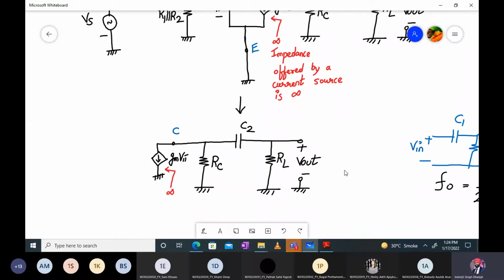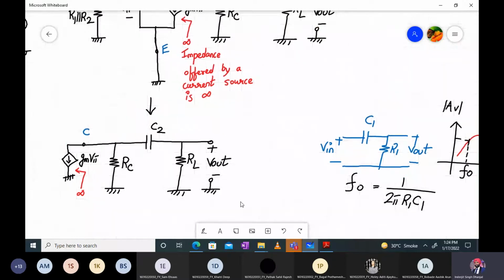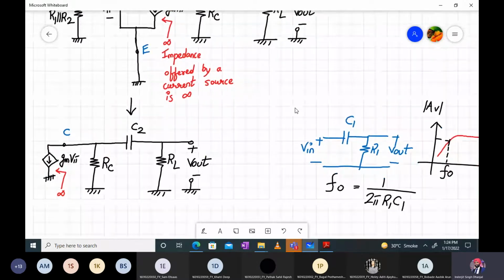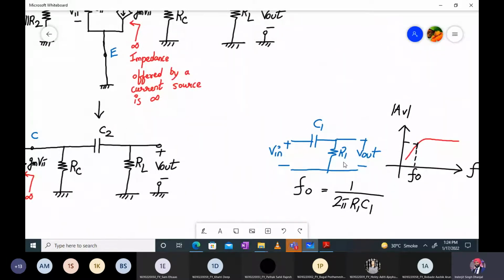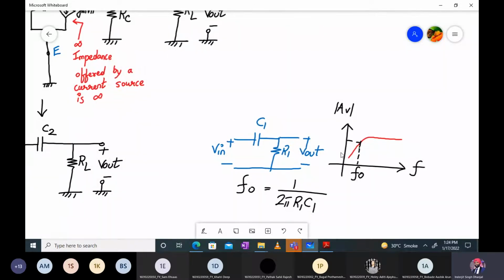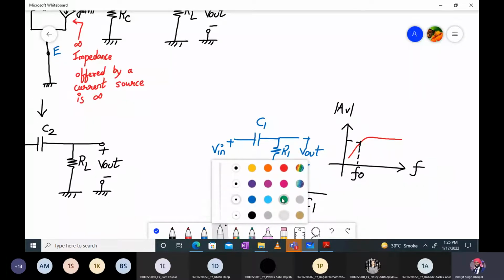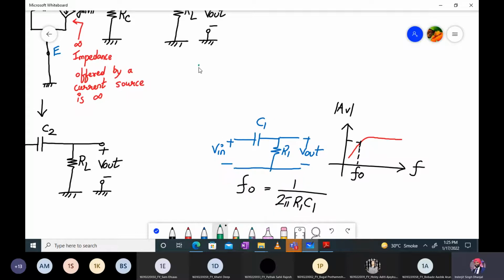Remember last time we were discussing the system wherein we have applied an input and we have a capacitance and we have a resistance over here, right? And for this type of RC network we have a lower cutoff frequency FL, where FL was given by 1 upon 2 pi R1 C1. So for this network, how will my characteristics look like? Let me show it to you. I'll use a green color to represent that. So my system will look something like this.